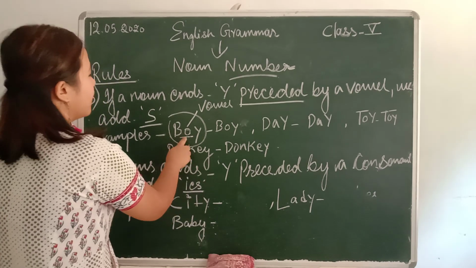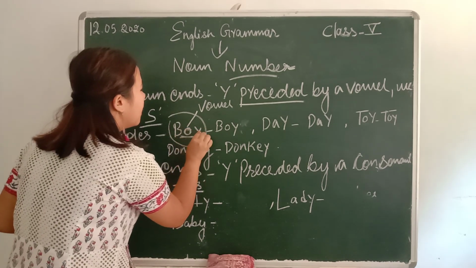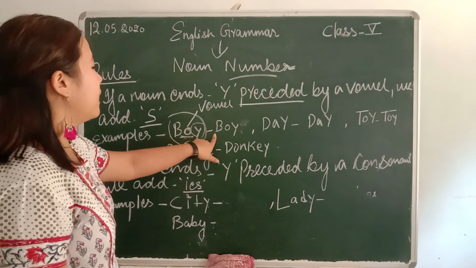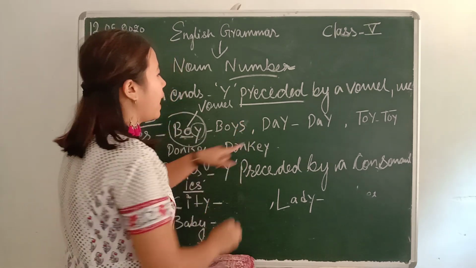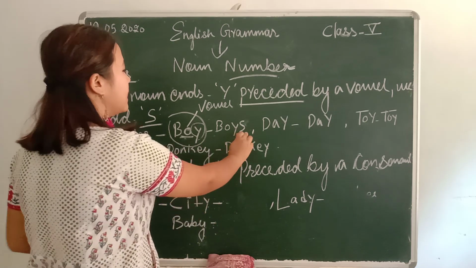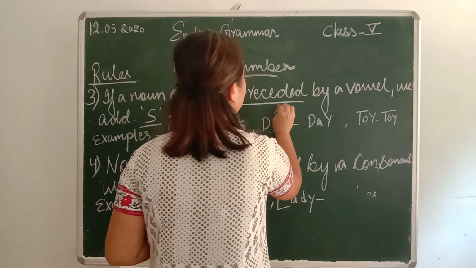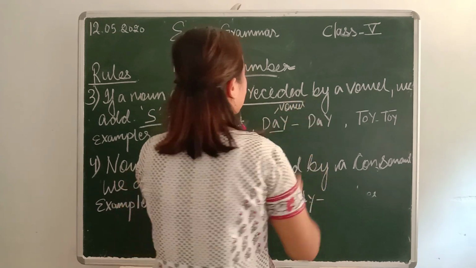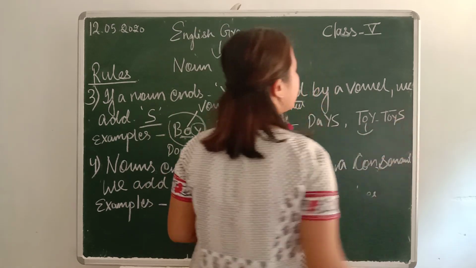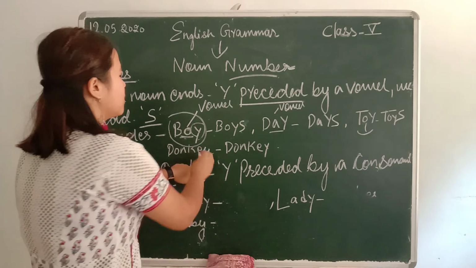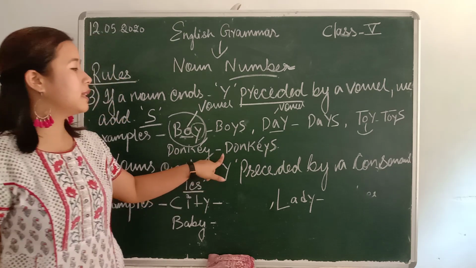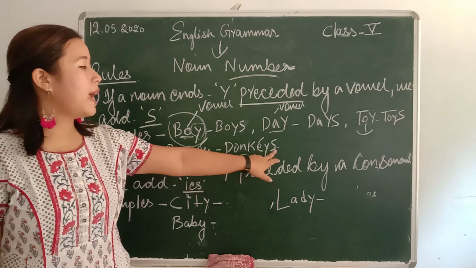So if there is O in a word and letter Y follows O, then boy becomes boys. We have to add S on this. To make it in a plural form, we have to add S. Days, so A is also a vowel. So what we have to do, put S. Toy, O is also a vowel, so we put S. Donkey, so E is also a vowel, so we have to put S. To make it from singular to plural, we put S.